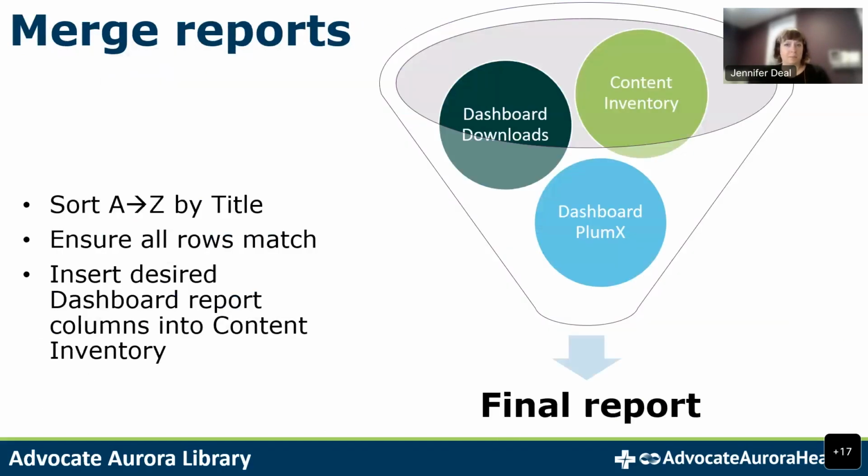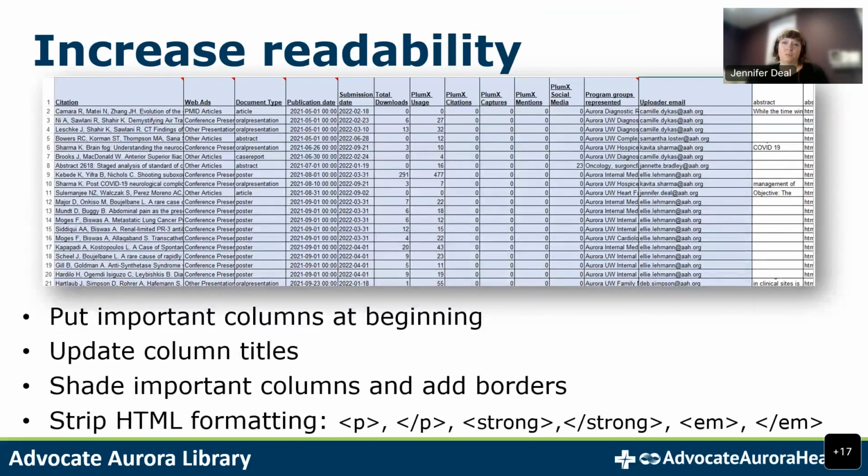And then once I've met that goal and they all match, I sort all three reports alphabetically by title and just spot check to make sure the rows match up across the reports. And then once they do, merging them is a simple matter of inserting applicable columns from the dashboard reports into the content inventory report to form one cohesive spreadsheet. The last thing I do is format the report to make it easier to read for my audience.